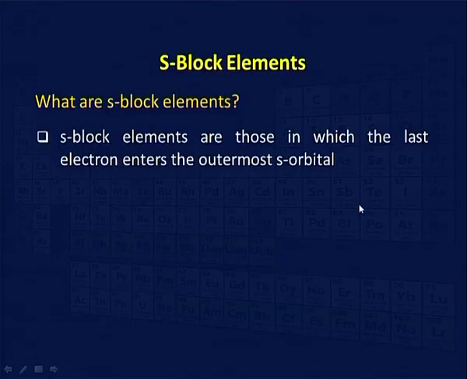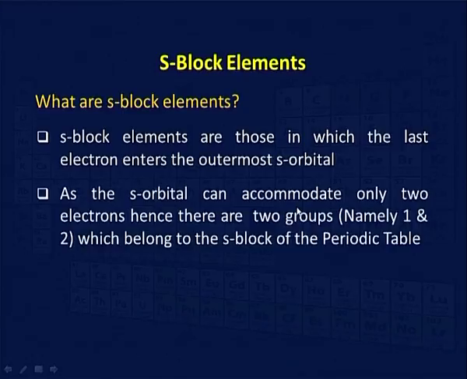Now what are S block elements? The S block elements are those in which the last electron enters the outermost s orbital. An orbital cannot hold more than 2 electrons. Since the orbital can only hold 2 electrons, we can have only 2 groups. They are classified as the ns1 group and the ns2 group. ns1 means there is 1 electron in the s orbital, ns2 means there are 2 electrons in the s orbital.